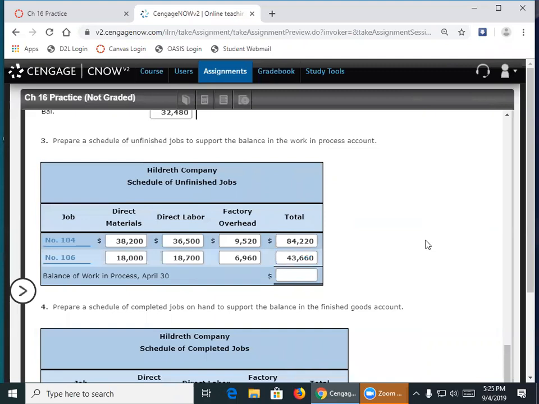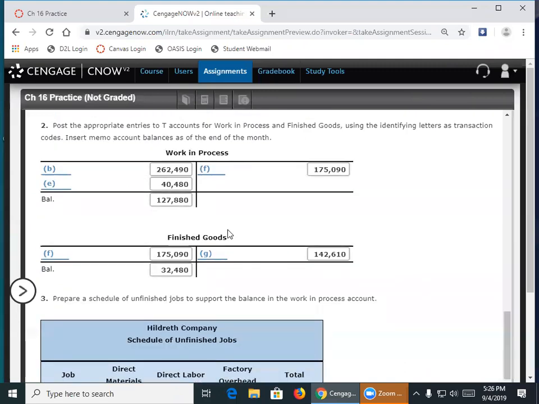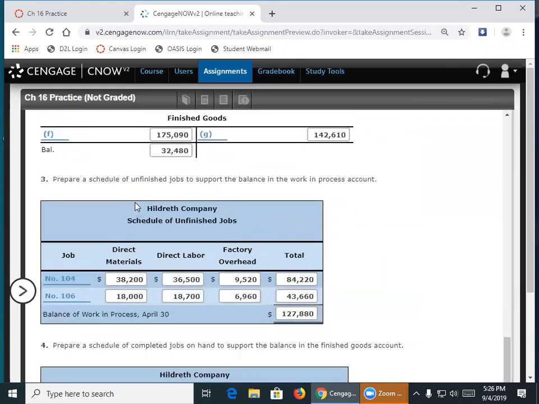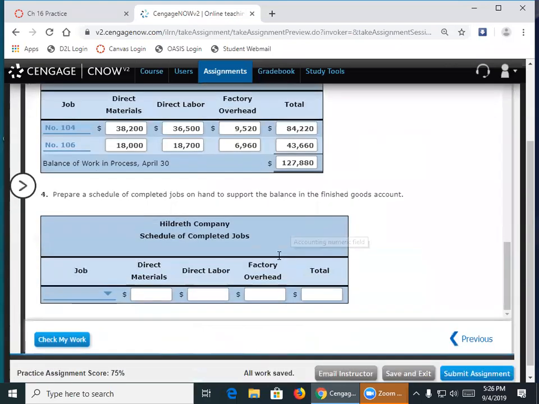And then I would just add those two jobs up, and you should get 127,880. And that would match the balance in our work in process. Those are the only two jobs that we're still working on, and that's matching right here to this work in process balance. Okay. I always like it when things match, right?